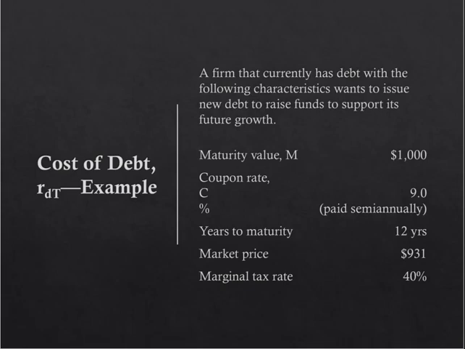So let's take a look at an example. A firm that currently has debt with the following characteristics wants to issue new debt to raise funds to support its future growth. So it wants to issue debt with a $1,000 maturity value, a coupon rate of 9% paid semi-annually, with 12 years outstanding. The current market price for that bond is $931 and the marginal tax rate is 40%.